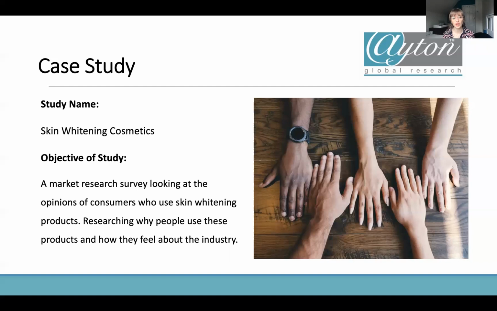So we wanted to look at the opinions of people that use skin whitening products and find out why they use them, because obviously you don't want to jump the gun and say it's because they feel discriminated. It's not always, and I'll go through the data a bit, but also think about how they feel about the industry. So even if they're not using it for that reason, what are their opinions about it?